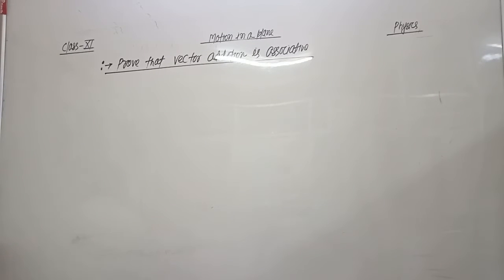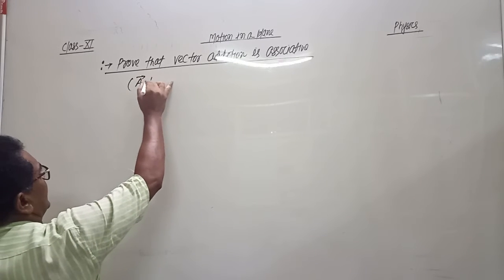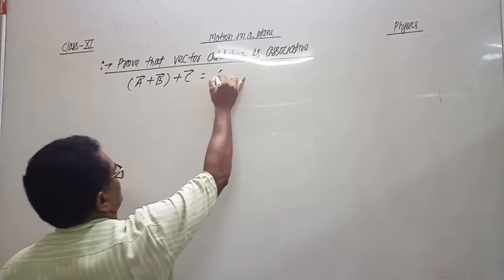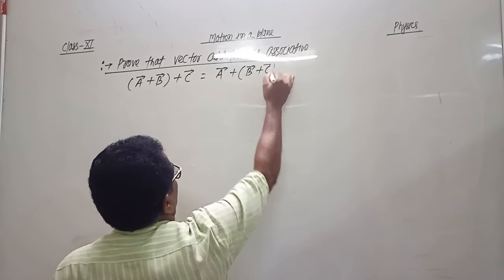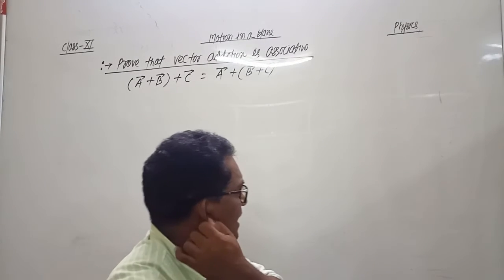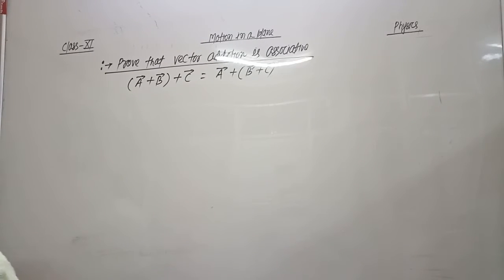The associative law is, if there are three vectors A, B and C, then vector A plus (vector B plus vector C) equals (vector A plus vector B) plus vector C. This is the associative law for three vectors A, B and C. We prove this law using the polygon law of vector addition.